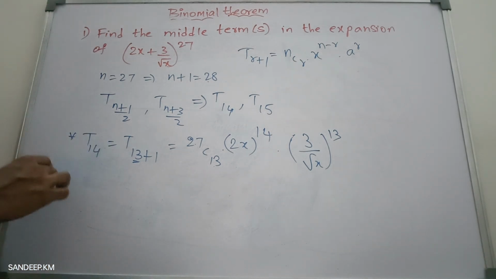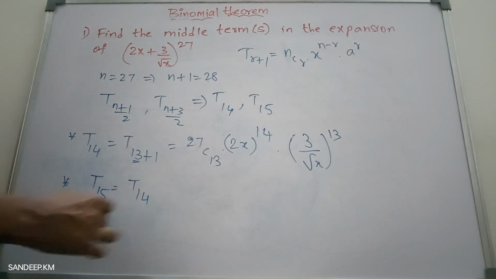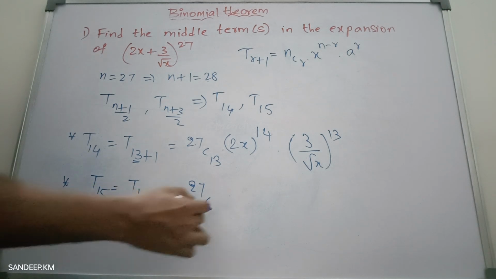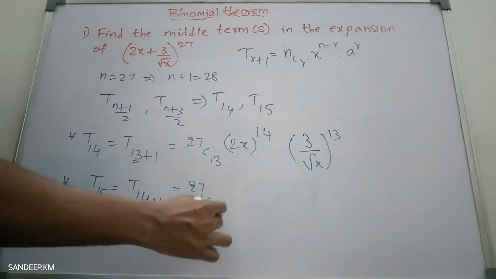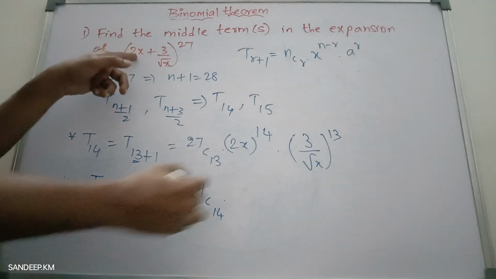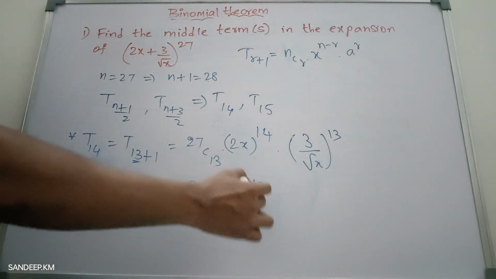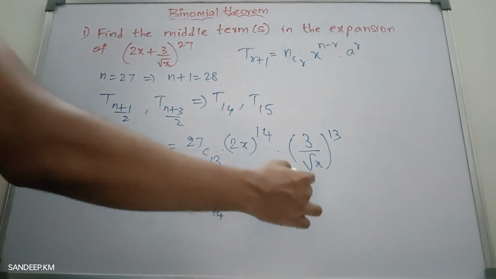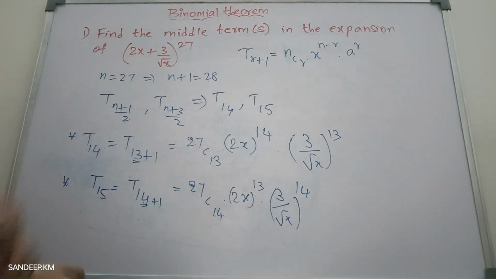Okay, so this is the 14th term, the first middle term, and then the 15th term, the next middle term, is given by T15, which is T(14+1). Again use the general term formula once again. nCr, where r is 14 now. 27C14 into the first term 2x power 27 minus 14, which is 13, into the second term 3 by root x whole power 14. So here are our first middle term and second middle term. That is what they are asking.